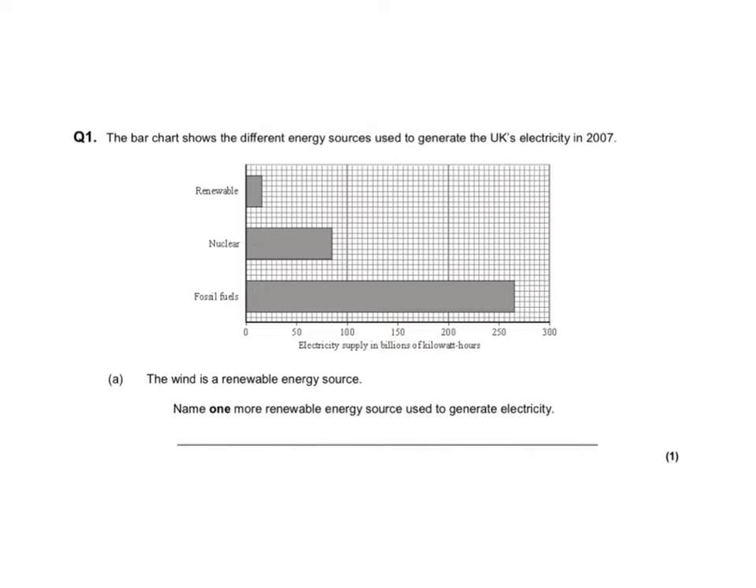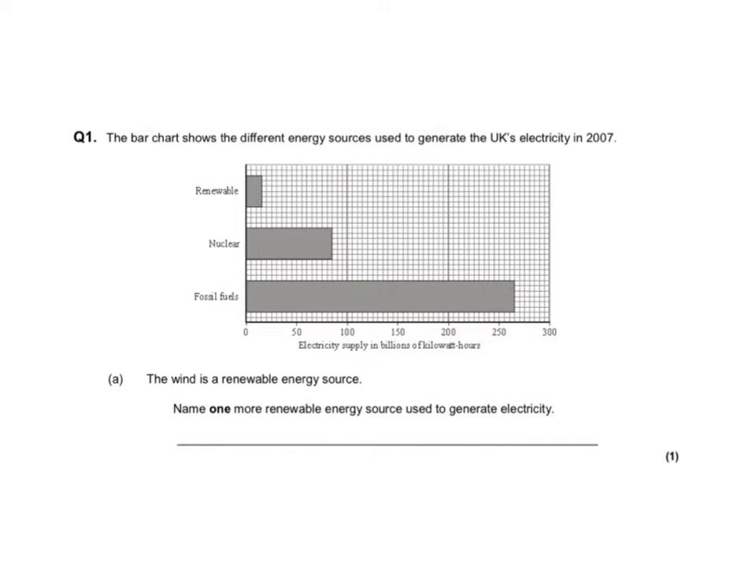In this video, I'm just going to run through the energy mark task 1. So you can see we start with question 1. The bar chart shows different energy sources used to generate the UK's electricity in 2007. You can see you've got renewables here, then nuclear, fossil fuels. It then says for part A, the wind is a renewable energy source. Name one more renewable energy source used to generate electricity.